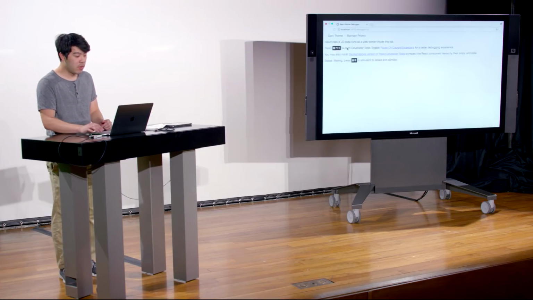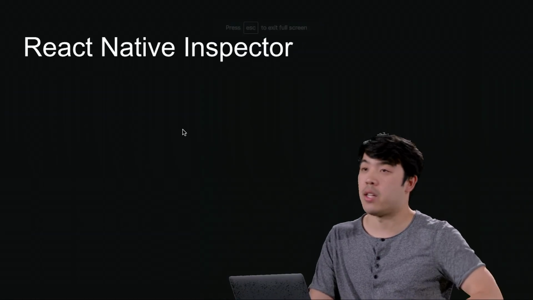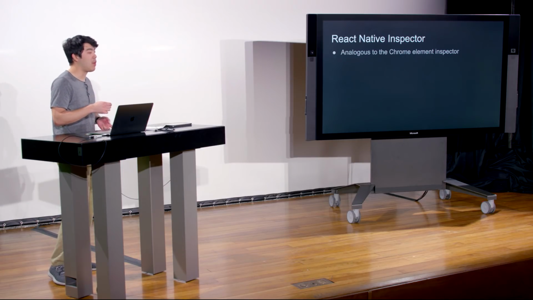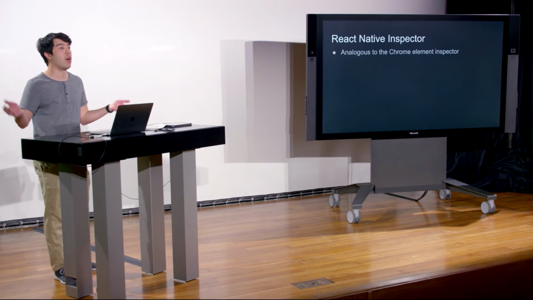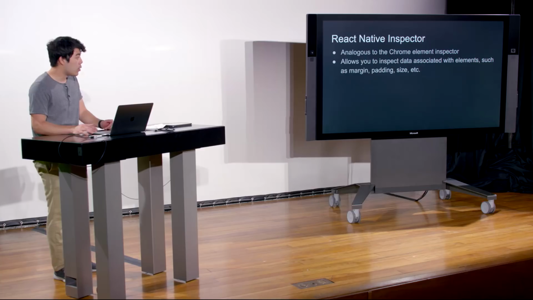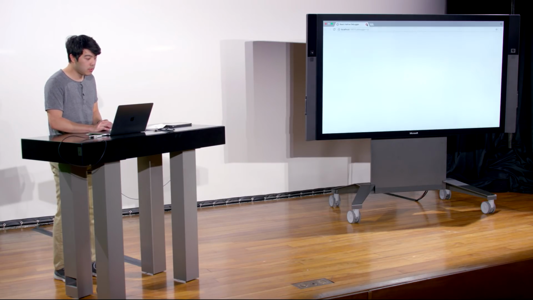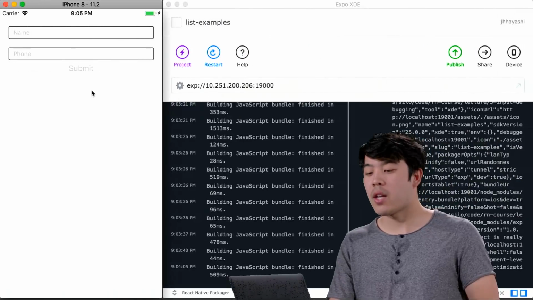Fortunately, we have something called the React Native Inspector. And this is analogous to that Chrome element inspector. So those of you with a web background probably use that element inspector where you can see all of the DOM elements and see exactly where they are on the page. It also allows you to see data associated with those elements, like margin, padding, size, etc. And so we can actually go ahead and use that tool. We can go ahead and close this. We can use that tool to figure out what's going wrong here.